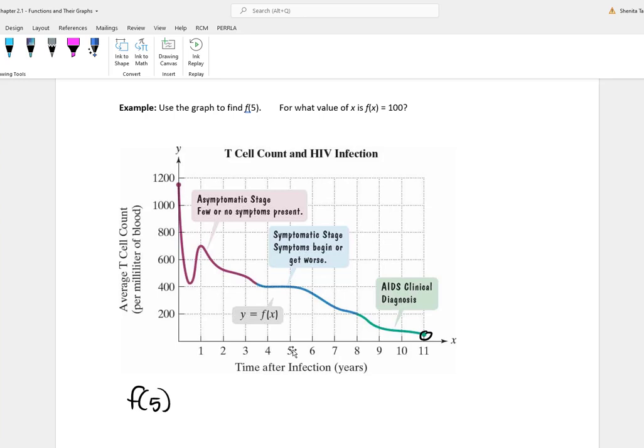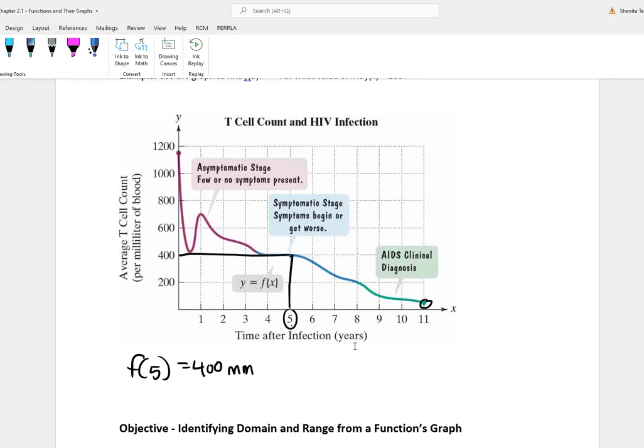So if we look at this graph, if we go to 5, go up to the graph and go over, we get 400. So after 5 years, your T cell count is at 400 millimeters.